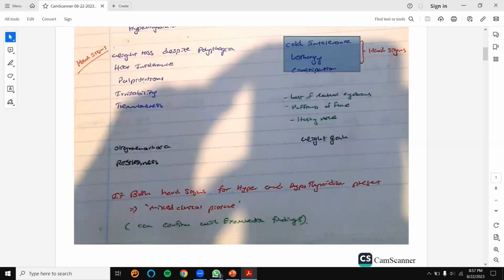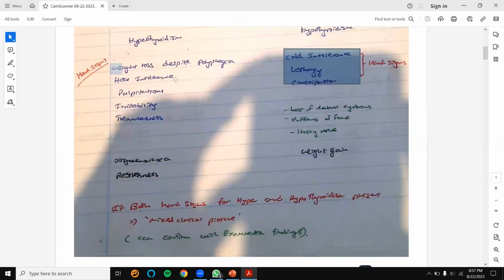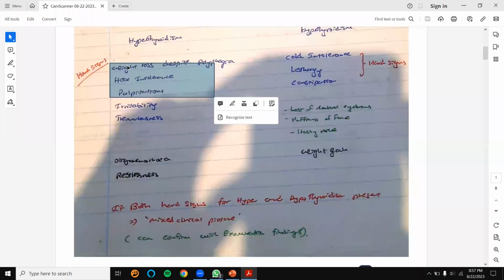So once you identify these, you can say that the patient is having weight loss despite increased appetite, there is heat intolerance, or without using the medical terms, you can say that he's sweating when the others are not sweating, or when the others are feeling cold, he's still sweating, something like that. You put it in your own words and tell, therefore, he has clinical features of hyperthyroidism. So you can present like that.